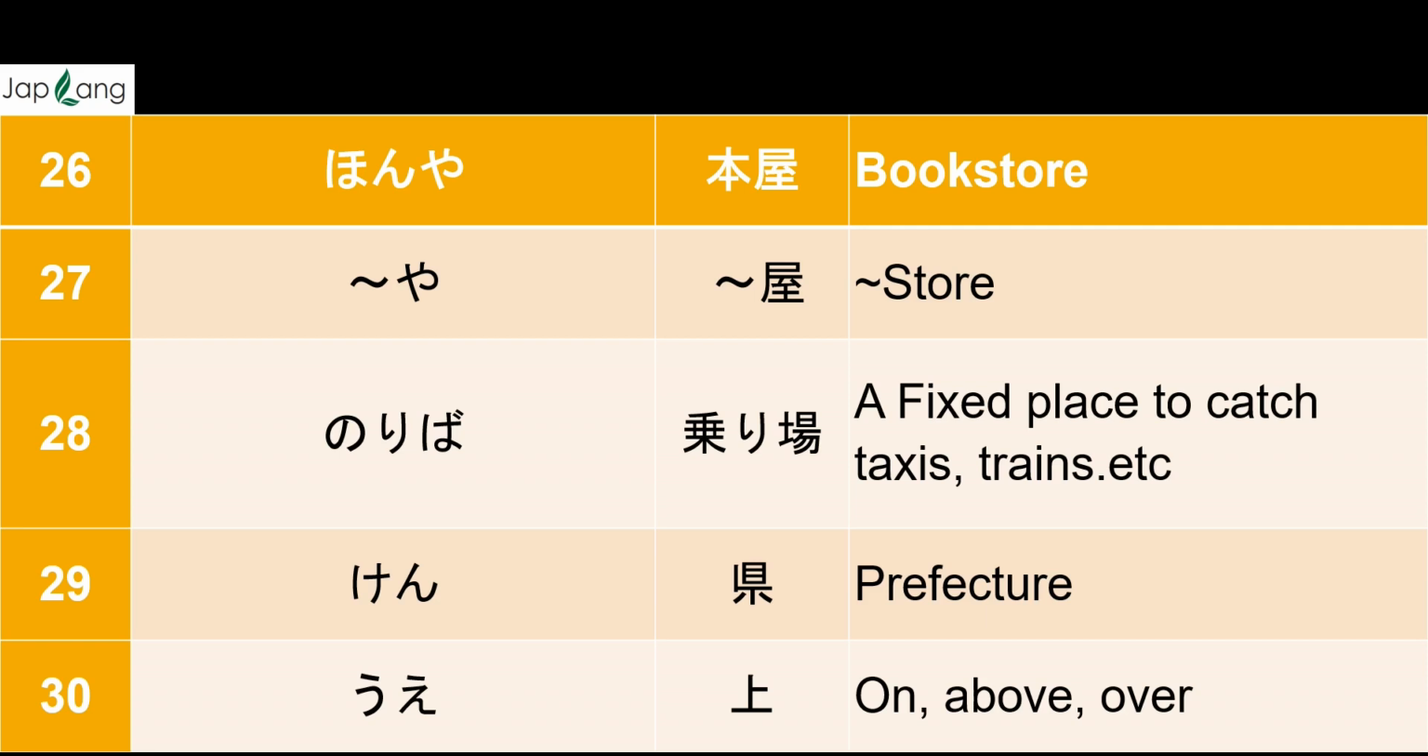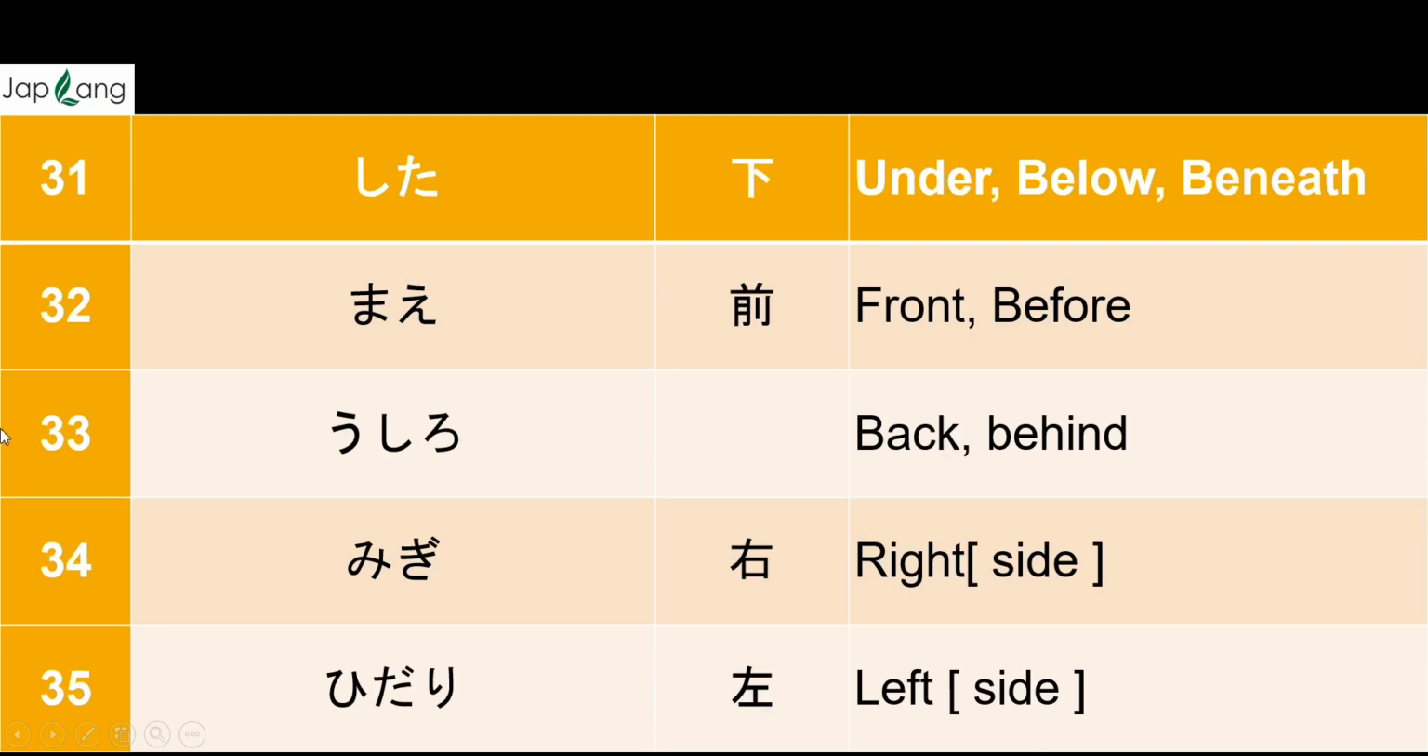Right. So Ibaraki. Ue. Ue is on or above or over. Tsukue no ue ni denwa ga arimasu. On, above or over. On the table there is a denwa. Denwa means telephone. So on the table there is a phone. Tsukue no ue ni denwa ga arimasu. Shita is under, below or beneath. Tsukue no shita ni mizu ga arimasu. There's water under the table.